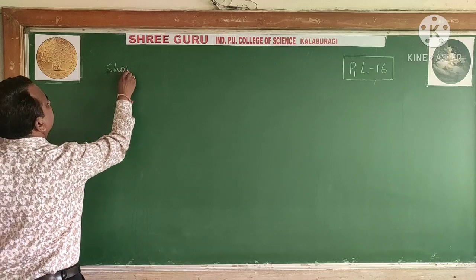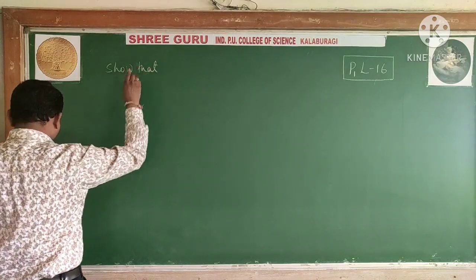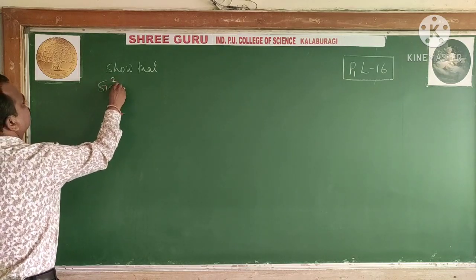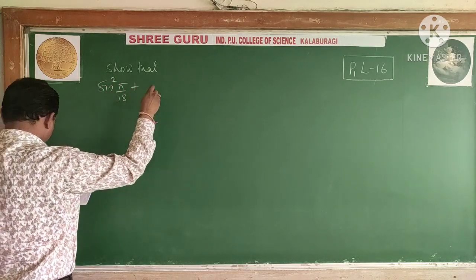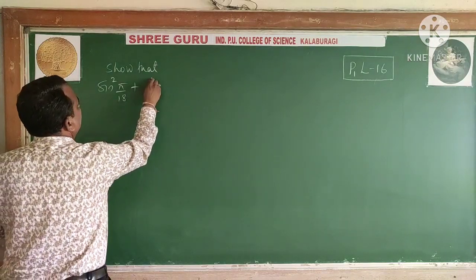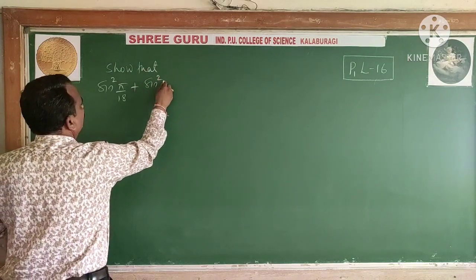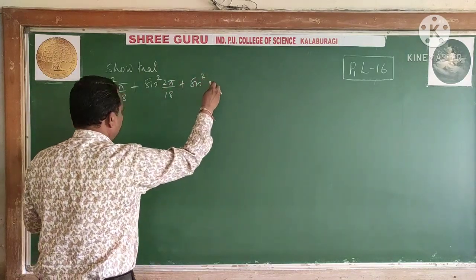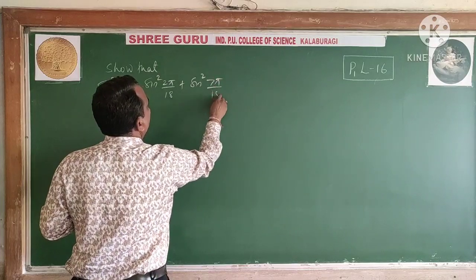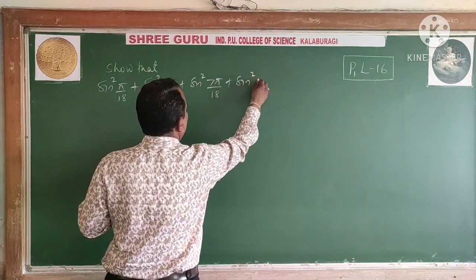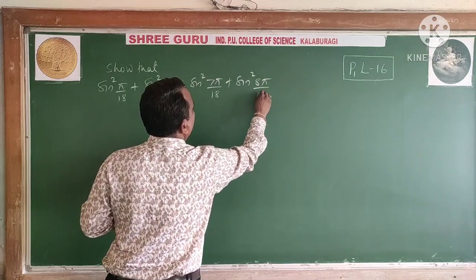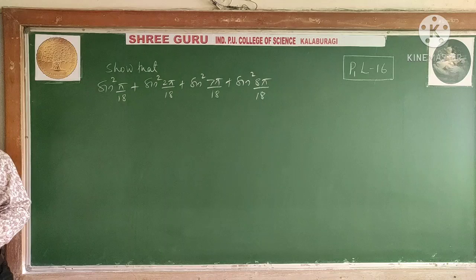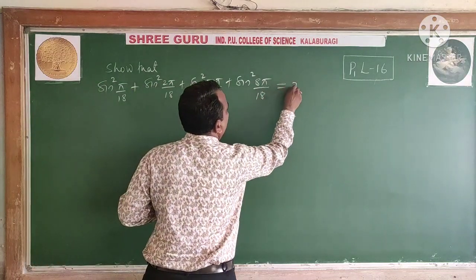Show that sin square of pi by 18 plus sin square of 2 pi by 18 plus sin square of 7 pi by 18 plus sin square of 8 pi by 18 is equal to 2.